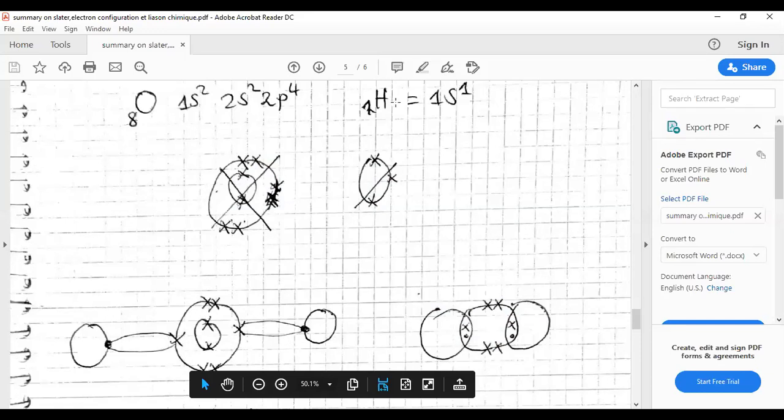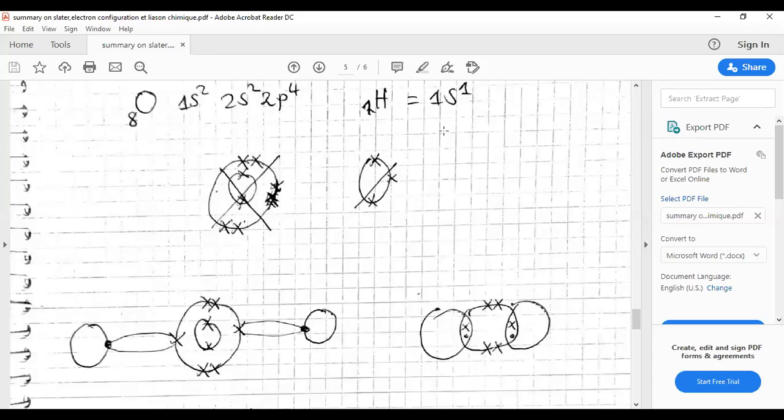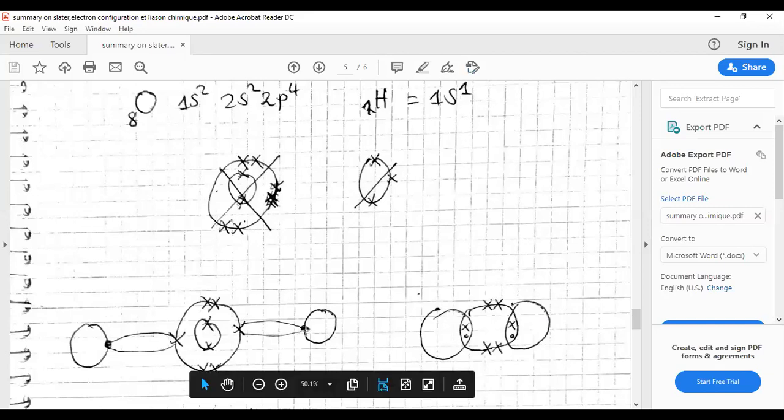This is for oxygen. Then for hydrogen, I want to bond oxygen and hydrogen. Hydrogen only has 1s1, meaning it has 1 electron in its outermost shell.